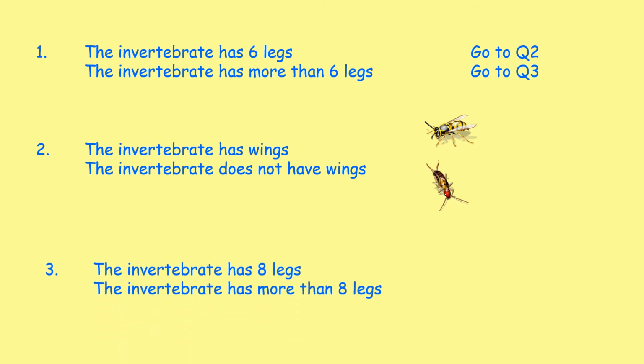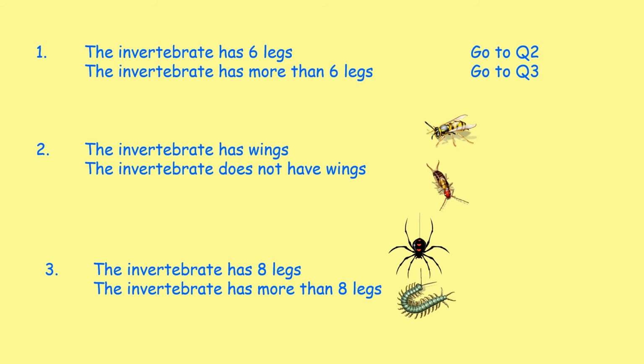My third question is dealing with those organisms that had more than 6 legs, so the spider and the centipede, millipede, I don't know what it is. So again, I'm going to ask the question, does the invertebrate have 8 legs, or does it have more than 8 legs? Well, the only one that's got 8 legs is the spider, and the one that had more than 8 legs was the centipede. I'm going to go with, looks like a centipede.